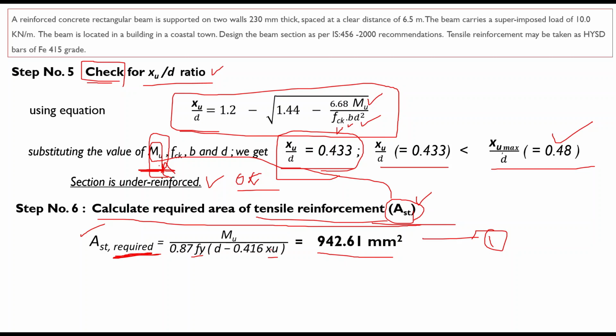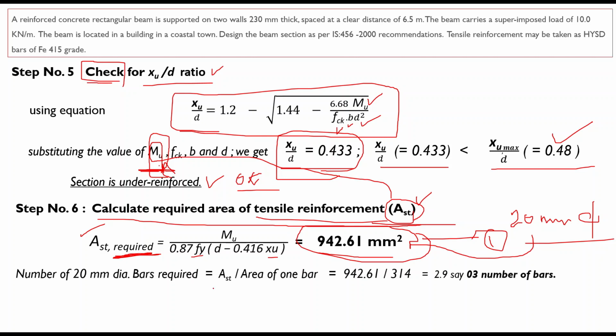Up to this step we have decided the dimensions of the section, the grade of the concrete, the grade of steel, the diameter of the tensile reinforcement, etc. You remember that in the very first two steps we assumed that we will take 20 mm dia tension reinforcement. Now this 20 dia tension reinforcement should be able to give at least Ast, area of steel, equal to 942.61.